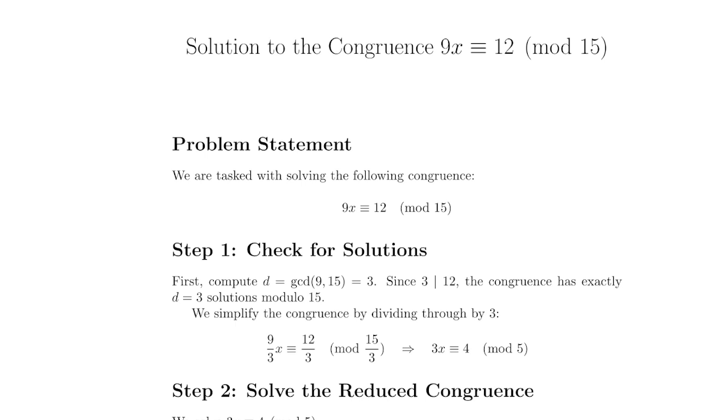Hey everyone, welcome back. Today we're solving a congruence problem in modular arithmetic. We're going to find the solutions to the equation 9x is congruent to 12 mod 15.